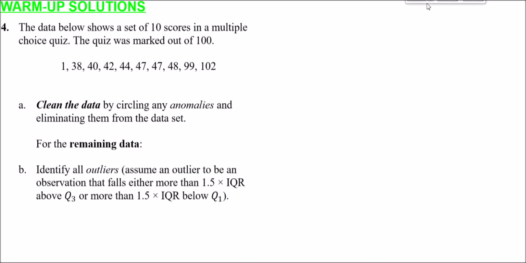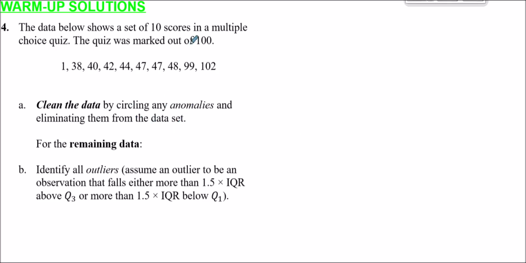Now let's have a look at question 4. So question 4 says, the data below shows a set of 10 scores in a multiple choice quiz. The quiz was marked out of 100, so we have these scores below. For part A, it says clean the data by circling any anomalies and eliminating them from the data set.